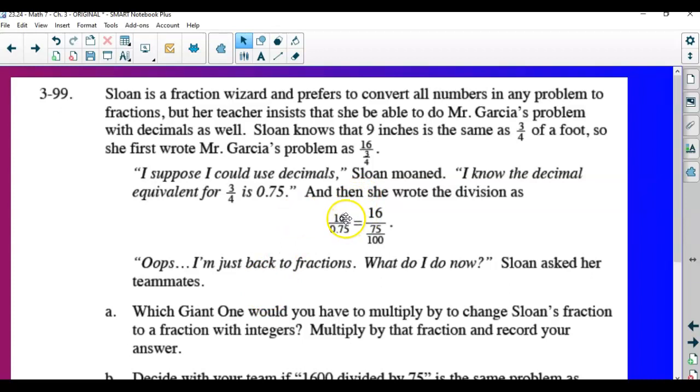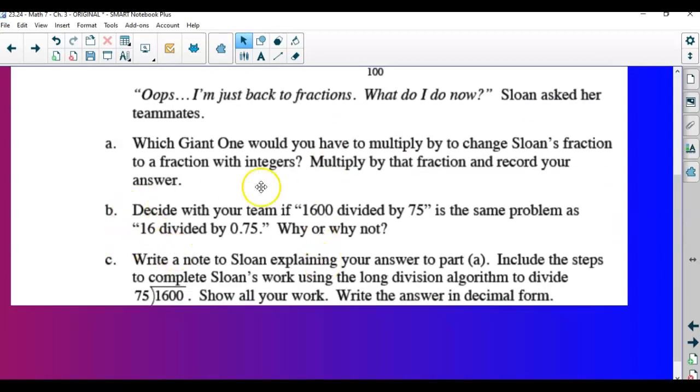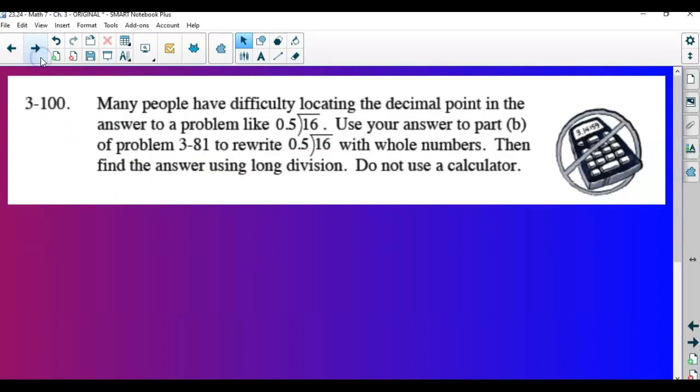So Sloan set up 16 divided by 0.75 vertically. But then there's a few different ways still to do this, but I'm trying to pay attention to time and make sure we're going to get out of here on time. So what if I gave you, I know this is set up like long division, I'll fix it because I promised you guys.